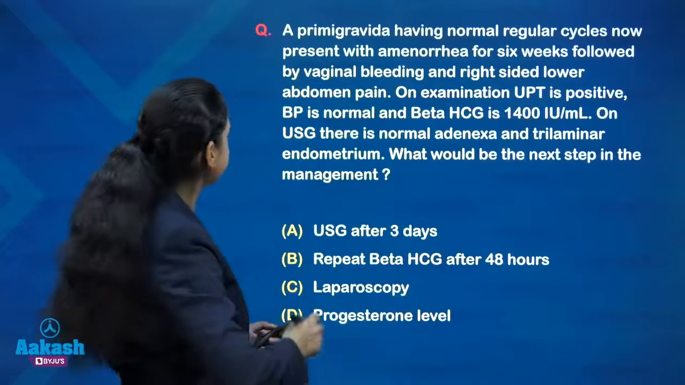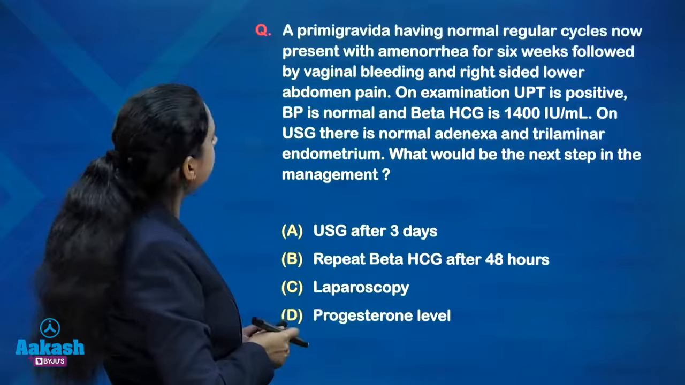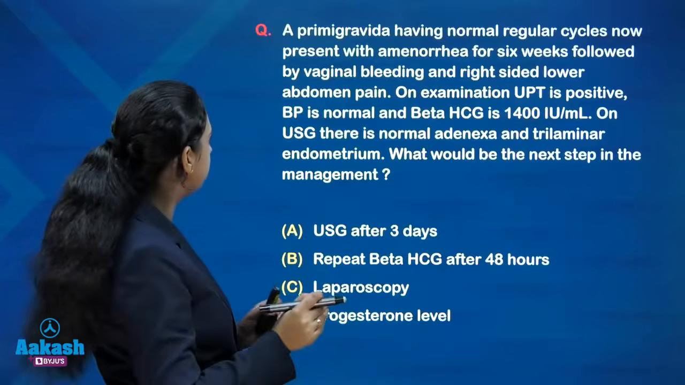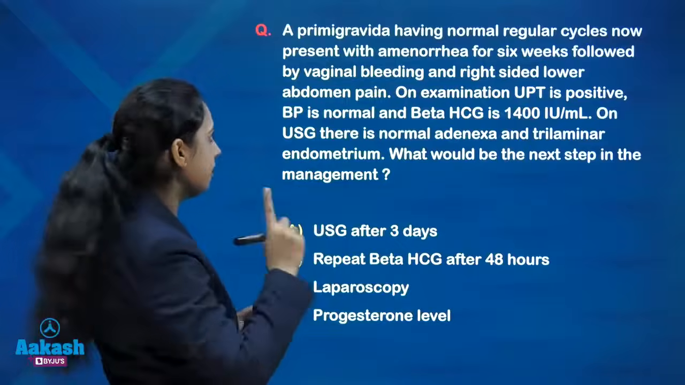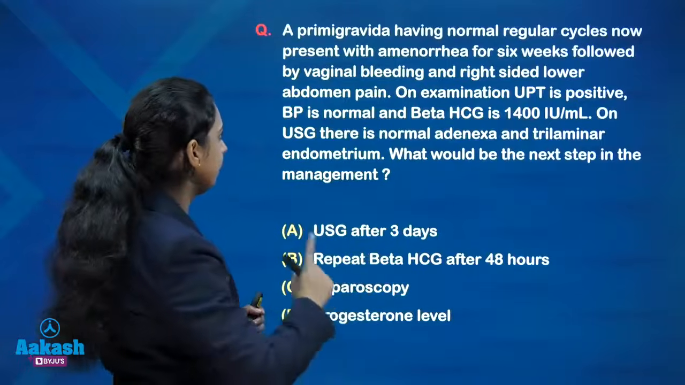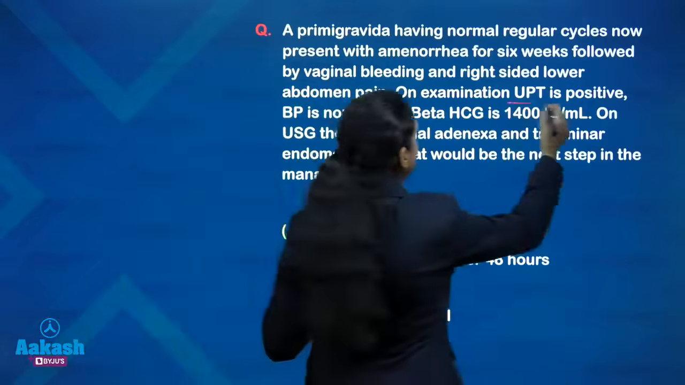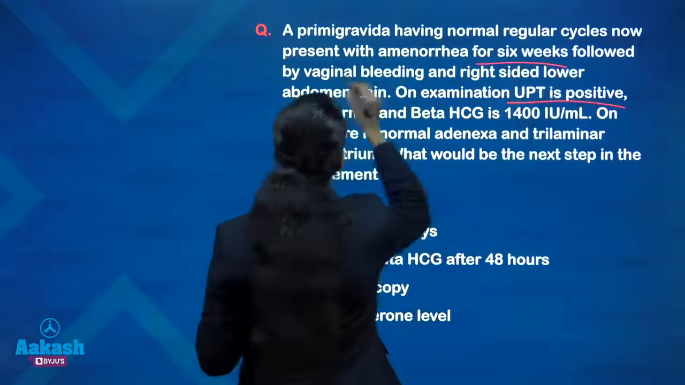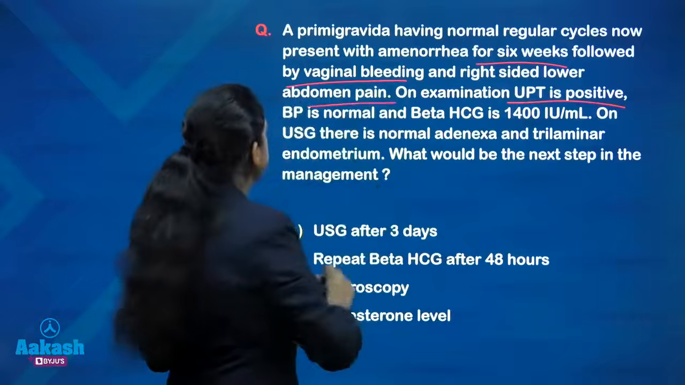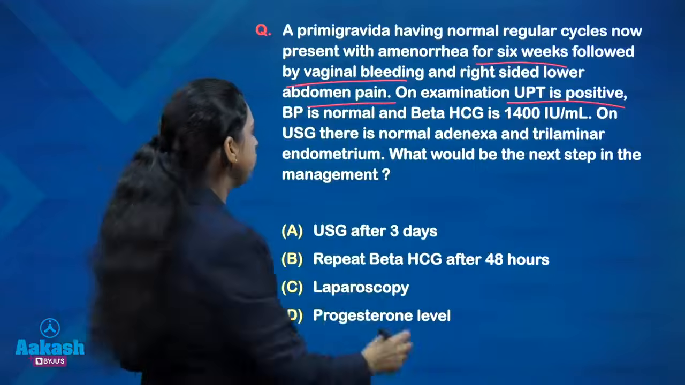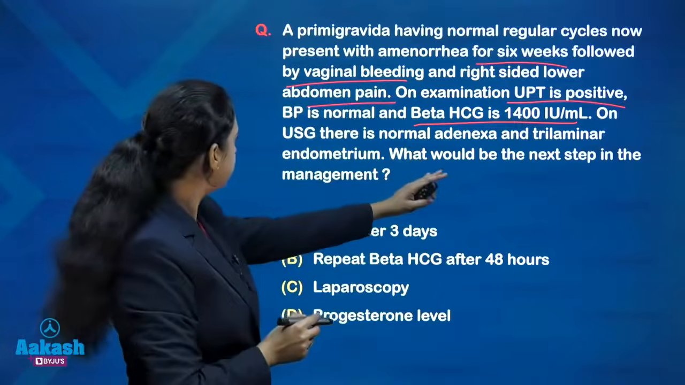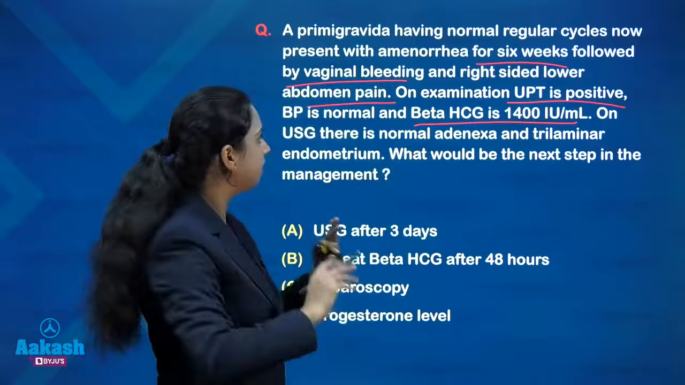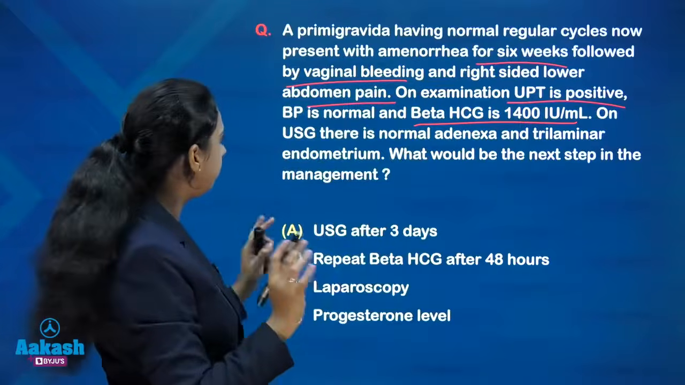Okay. Yeah. Next question. Primary gravida having normal regular cycles presents with amenorrhea for 6 weeks, followed by vaginal bleeding and right-sided pain. UPT is positive. She is just 6 weeks, with vaginal bleeding and pain. BP is normal, beta HCG is 1400. Now, ultrasound shows normal adnexa, trilaminar endometrium, meaning nothing was seen on ultrasound. What will be the next step?